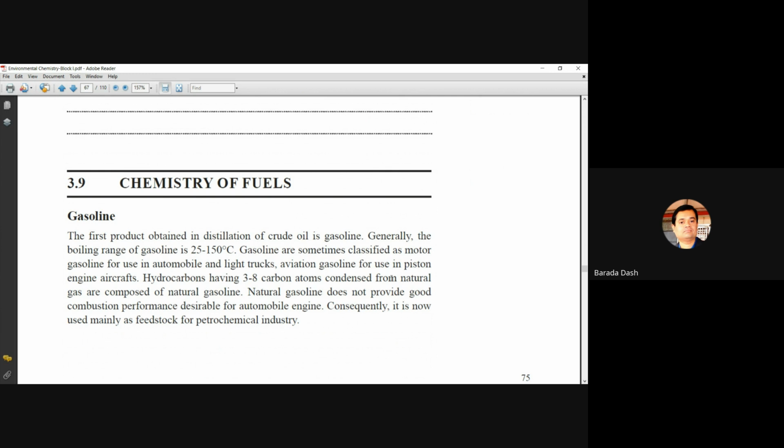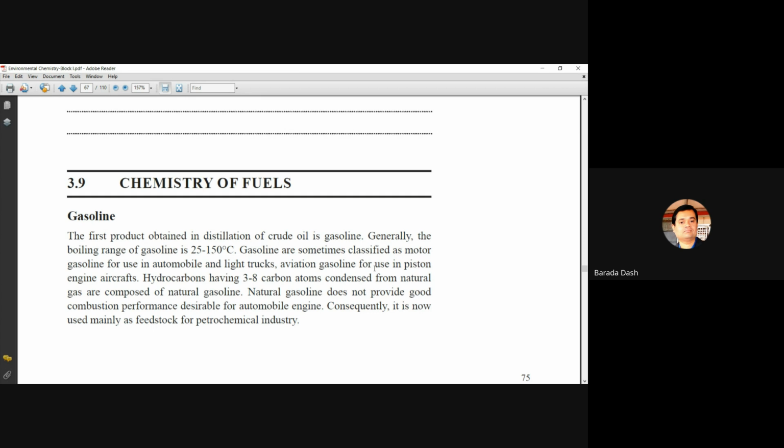Our petroleum that we use in our vehicles or for other activities where we get energy is also called gasoline. The first product in distillation of crude oil is gasoline. Generally, the boiling range of gasoline is between 25 to 150 degrees centigrade.